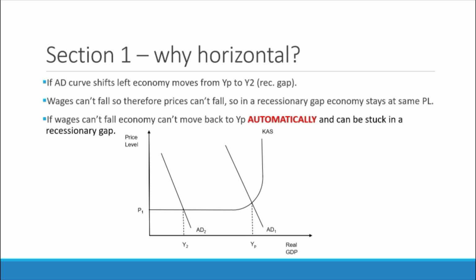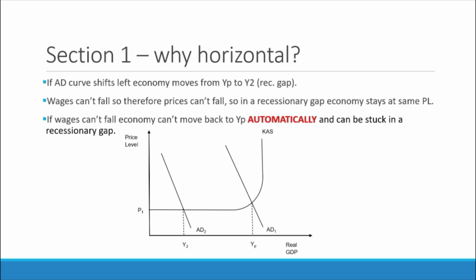So why is the curve horizontal in a recessionary gap? If aggregate demand falls, the economy moves to Y2. We have established that because wages don't fall in a recessionary gap, firms won't lower their prices. Hence, there's only a fall in GDP with no change in price level, giving a horizontal shape.